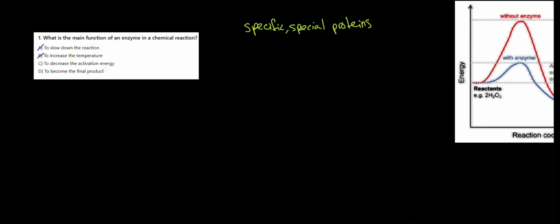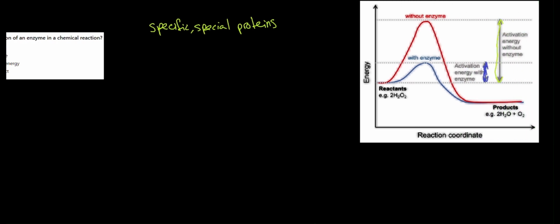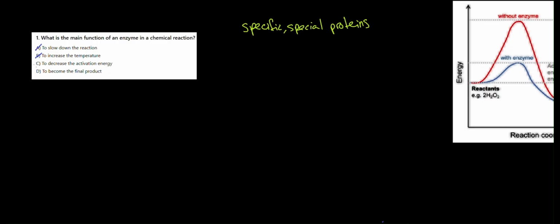C, to decrease the activation energy. Well, yeah, that's literally what we saw in the graph over here. We saw the activation energy is so visibly smaller with the enzyme than without. So yes, C would be right. And just to be safe, let's check D. D, to become the final product. No, that's not what an enzyme does. All right, let's do another question.